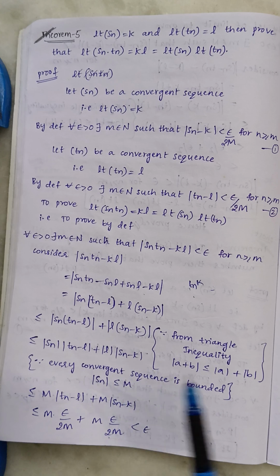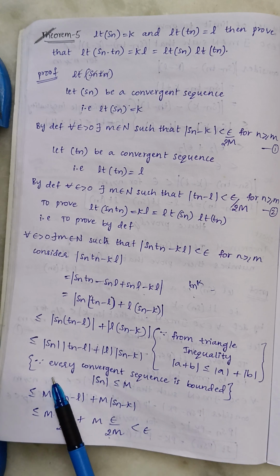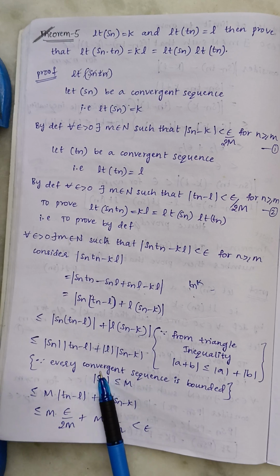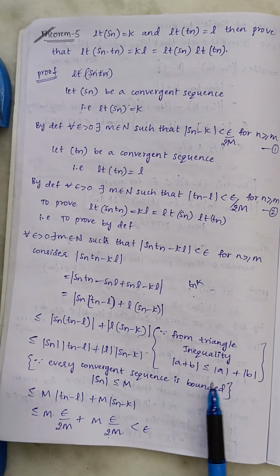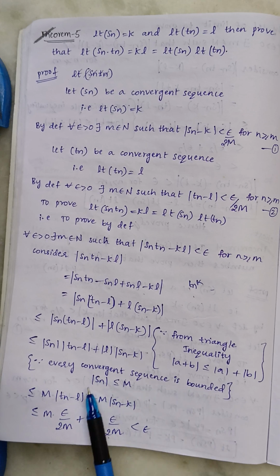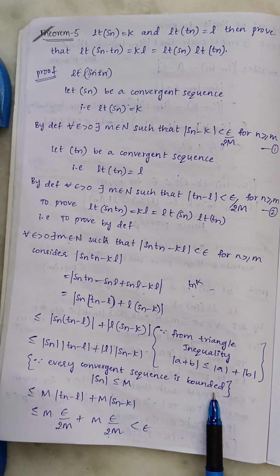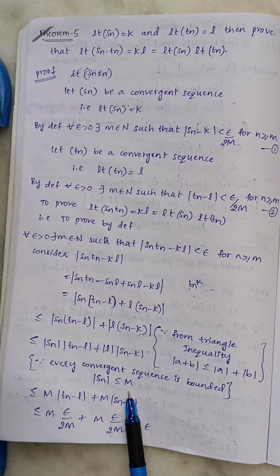So this proof we will discuss in the next video. So see here, every convergent sequence means a sequence which is having a finite limit value, then it must be bounded. And the bounded condition for any sequence is modulus of Sn less than or equal to m. This is the condition for a bounded sequence. We will discuss this in the next video.